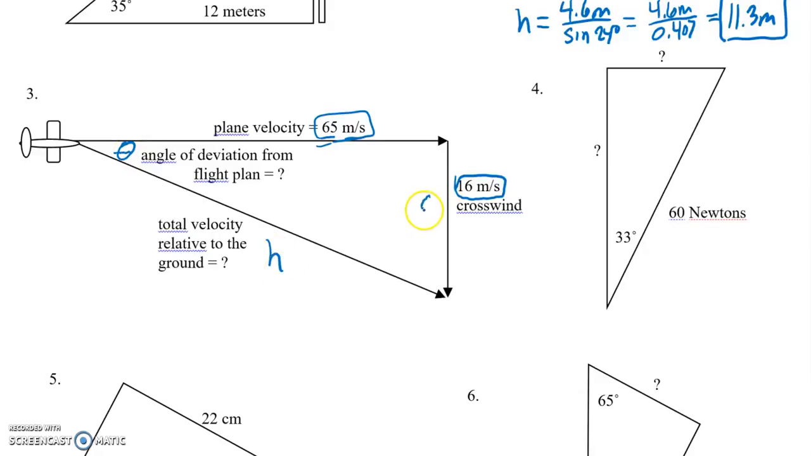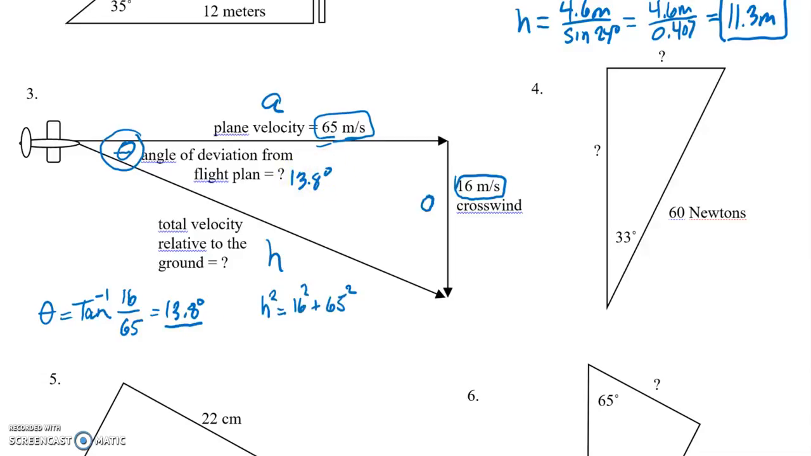For theta, I have the opposite and the adjacent sides, which makes me think of tangent, and so I can get theta by using inverse tangent. Inverse tangent of 16 over 65 is 13.8 degrees, so that's the angle there.